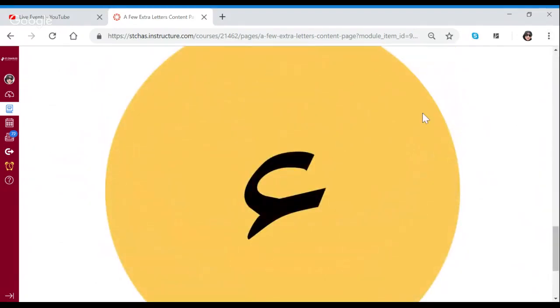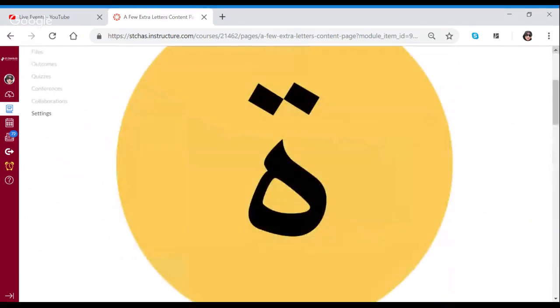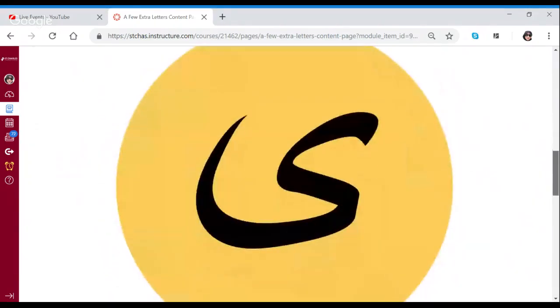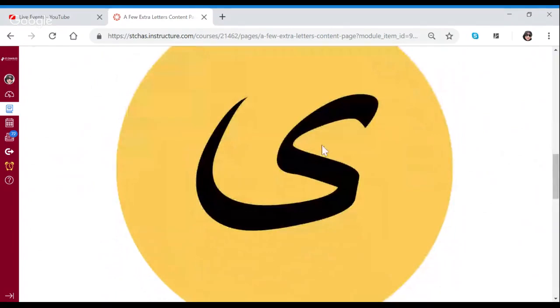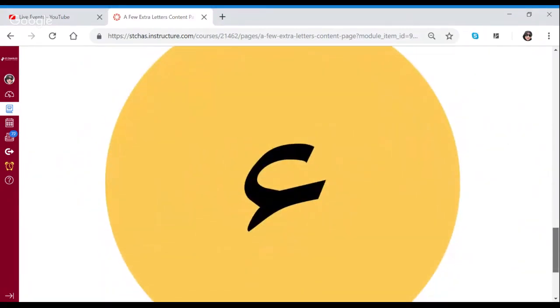So we have 3 new letters today that aren't full letter status. The first one is ta marbuta. Ta marbuta is only found at the end of the word, and it's typically used to make a word feminine. We have alif maksura, which also is only found at the end of a word, and it's actually an aleph. It means broken aleph. And then our last one is the letter Hamza, and it's a glottal stop.